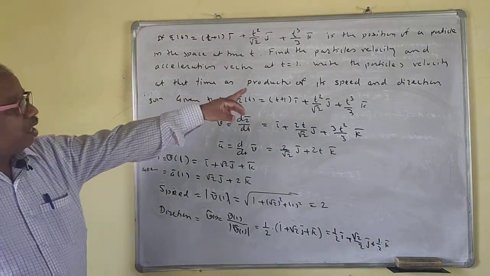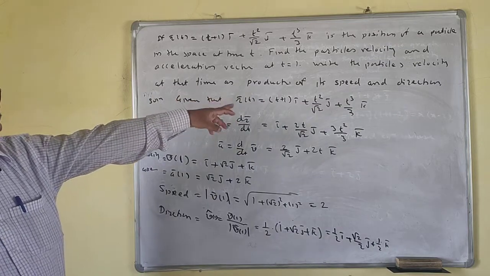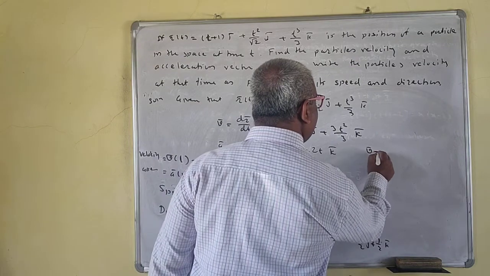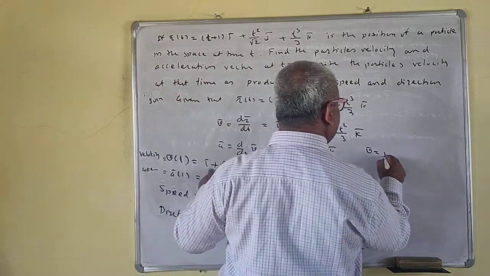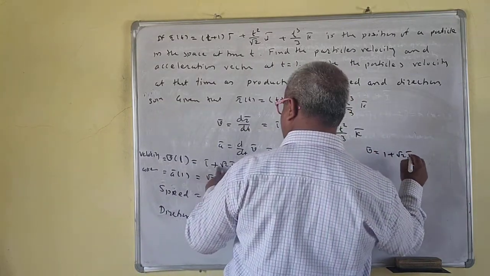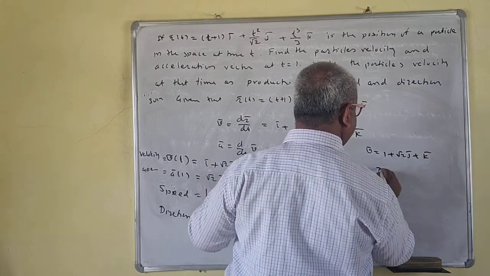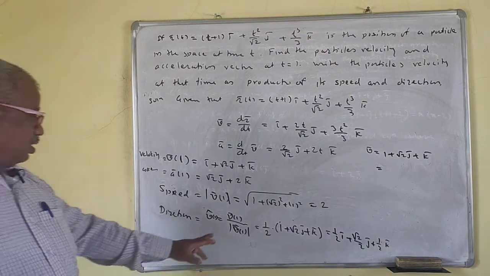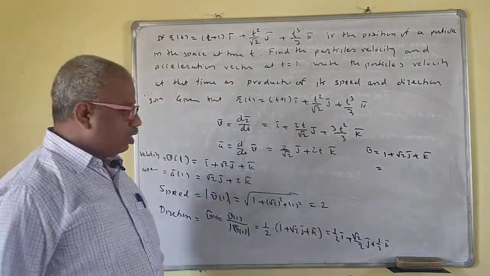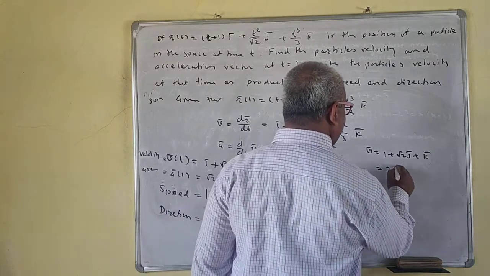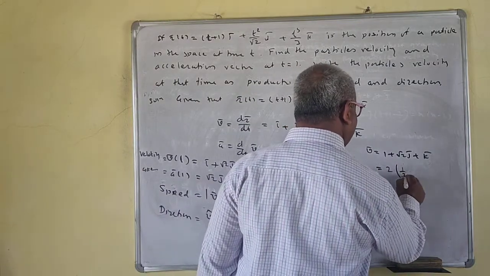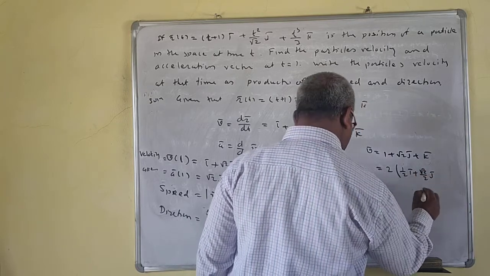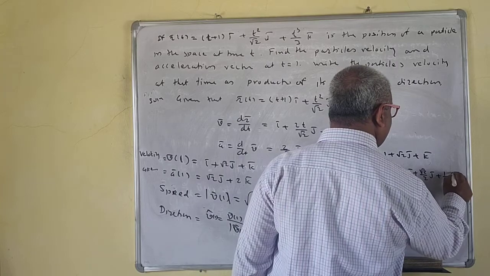What we have to do then? Write the velocity at time t as a product of the speed and the direction. Your v bar is i bar plus root 2 j bar plus k bar. Can I express this as the speed and the direction? So I will do the product now: 2 into 1 half i bar plus root 2 upon 2 j bar plus 1 by 2 k bar.